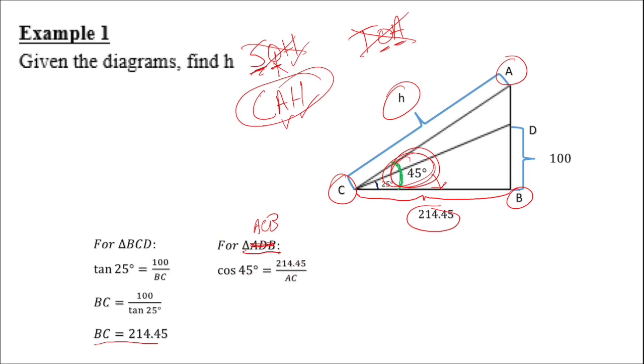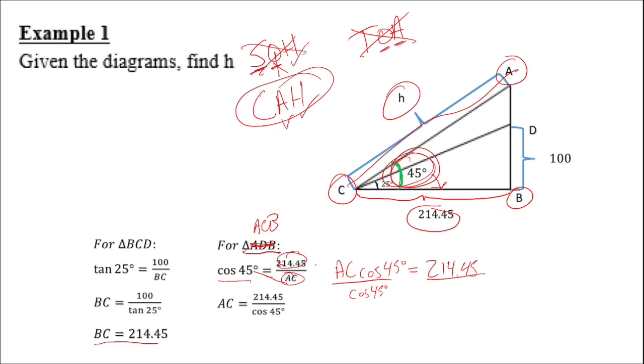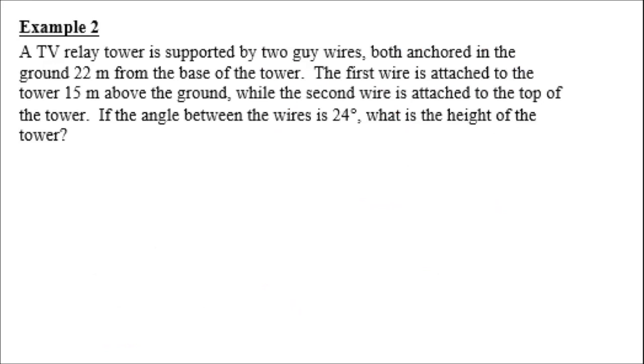So our next step is to use cos of 45, that's our angle, equals adjacent over hypotenuse. AC is the hypotenuse. When we rearrange, basically we cross multiply. This is two steps, if you want to see it: cross multiply, AC times cos of 45 degrees equals 214.45, and then just divide by cos of 45. We end up with what we see here. Plug that into your calculator. You end up getting AC equals 303, and h is equal to 303. And we solved h.